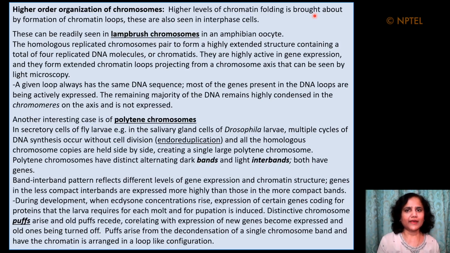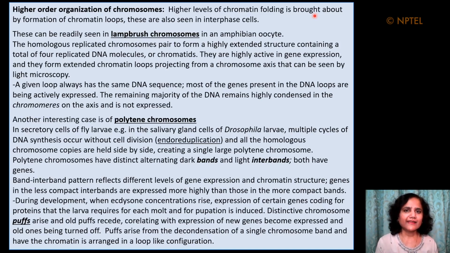and they form extended chromatin loops which are projecting from the chromosome axis that can also be readily seen by light microscopy. A given loop always has the same DNA sequence, and most of the genes present in the DNA loops are being actively expressed. And the rest of the DNA, which is the majority of the DNA, remains highly condensed in the chromomeres on the axis of these chromosomes, and it's not expressed.